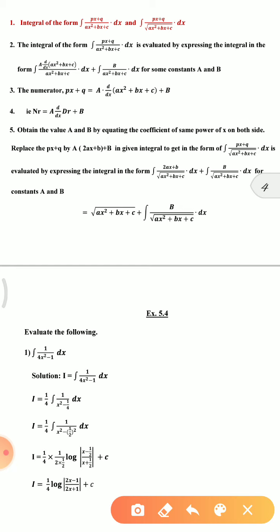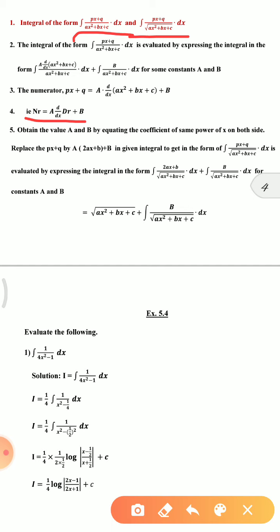The numerator px plus q is equal to A into d by dx of the denominator plus B. That means the simple formula is: numerator is equal to A into d by dx of denominator plus B, for that type of integration. Obtain the values of A and B by equating the coefficients of the same power of x on both sides.